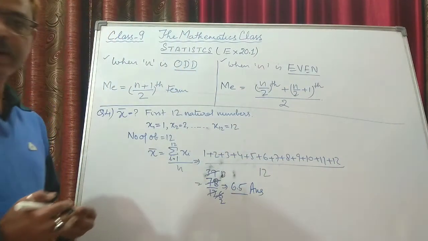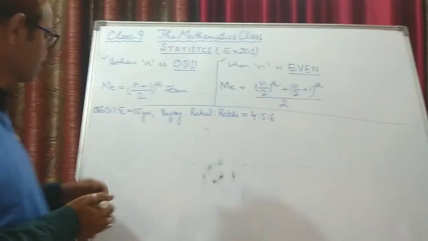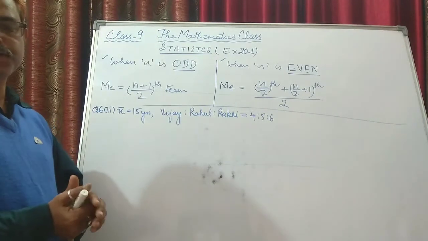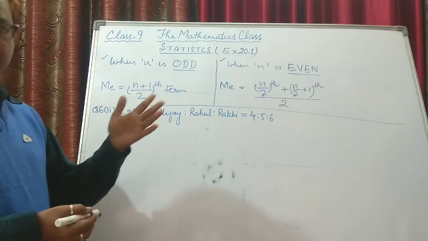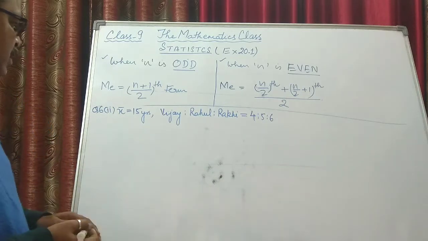Now we will take up question number 6, second part. In the first part again you have to solve the same thing. You have to find the average or the mean. So I am not discussing that.